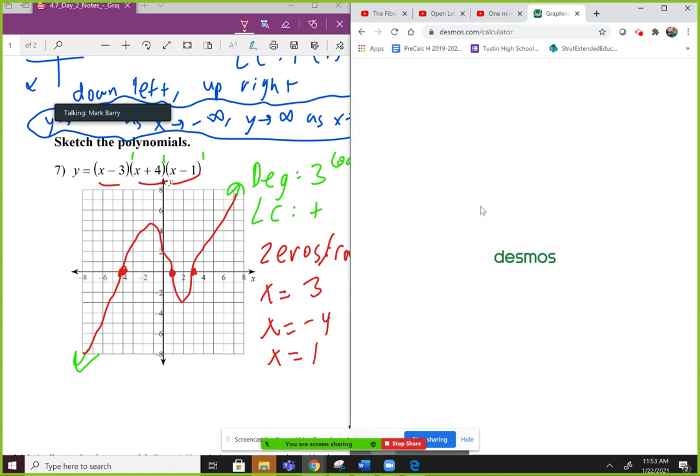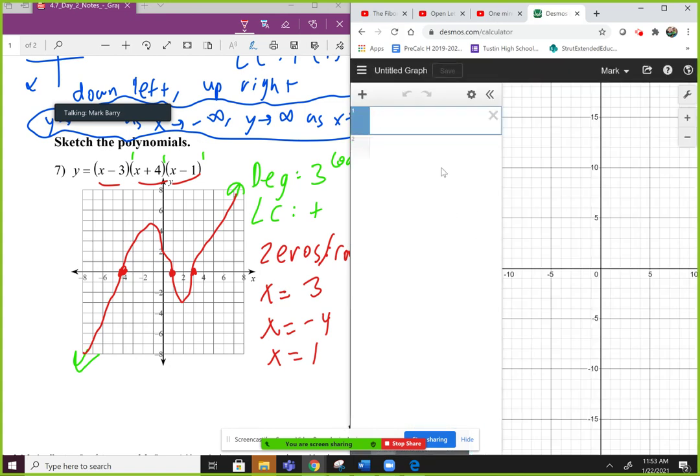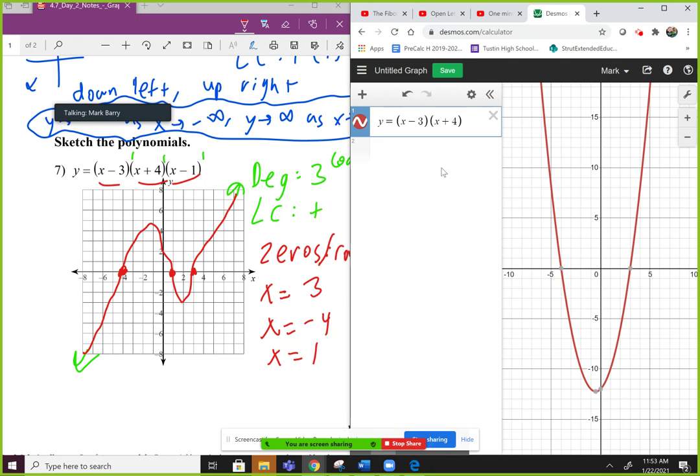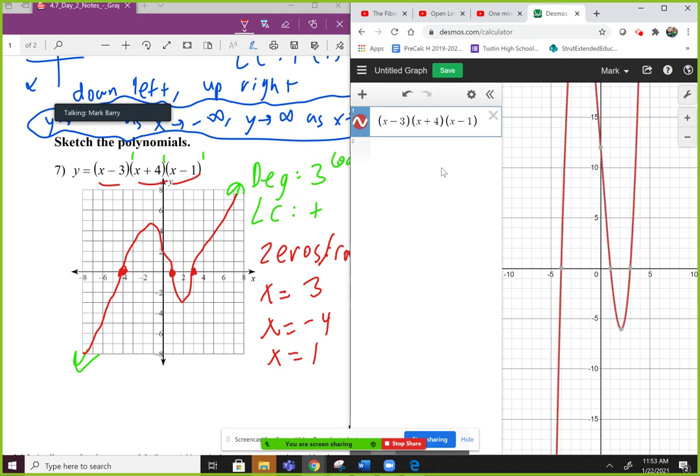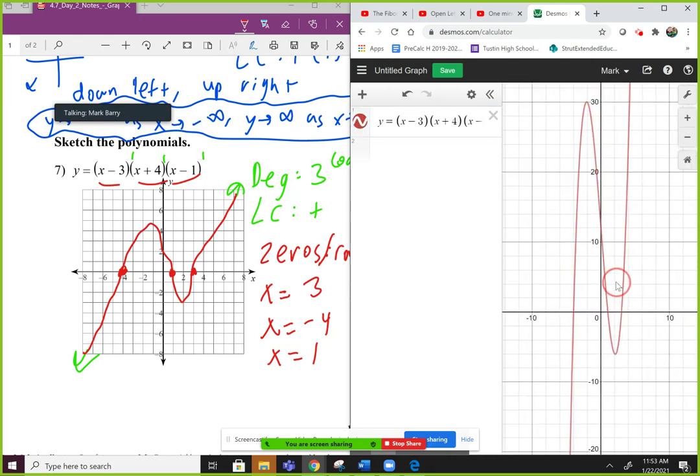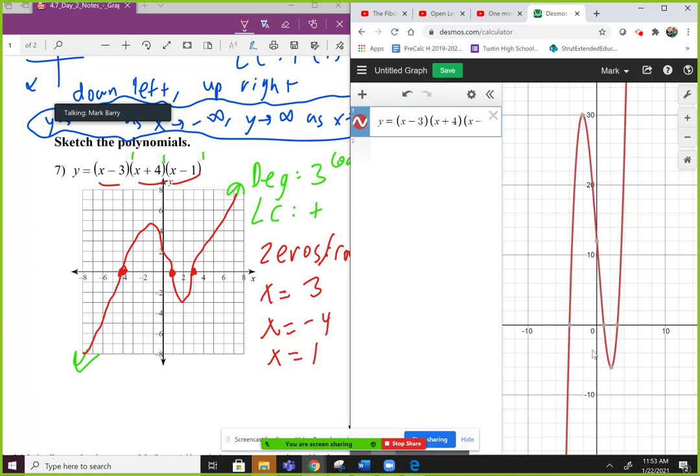Let's take a look here at the Desmos. I'll do y equals parentheses x minus 3, x plus 4, x minus 1. Take a look here. So we start down at the bottom. It hits here at negative 4 comma 0, you can see. Comes back down at 1 comma 0, and then goes back up at 3 comma 0, and then goes forever.